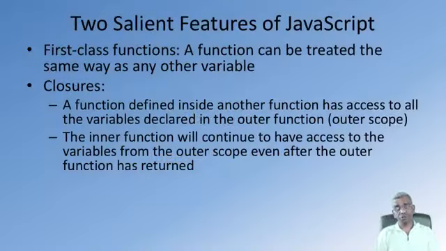Before we proceed on to talk about node modules and callbacks, we need to understand two salient features about the JavaScript language itself. First and foremost, JavaScript supports what is called first-class functions. What we mean by first-class functions is that a function can be treated just like any other variable, and hence functions can be passed around as parameters inside function calls to other functions.